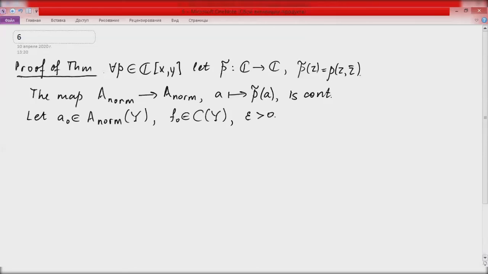Okay, first of all, we look at the spectrum of A0, and we recall that Y, since Y is locally closed, it is locally compact.